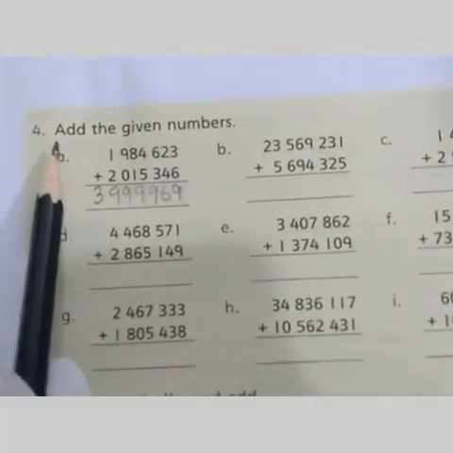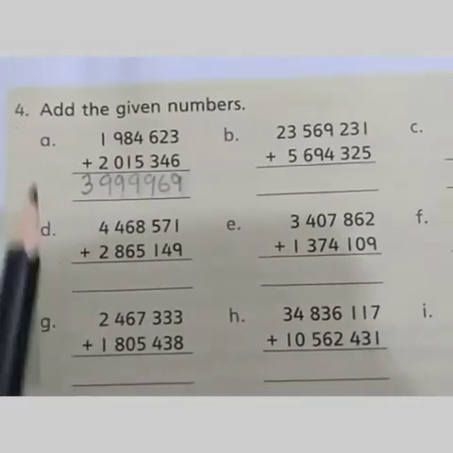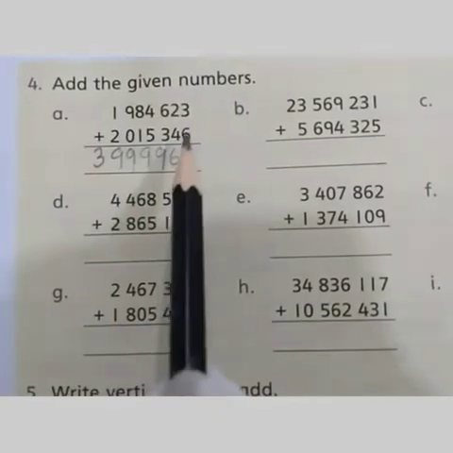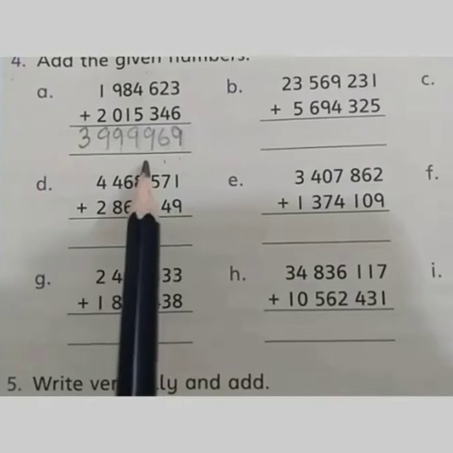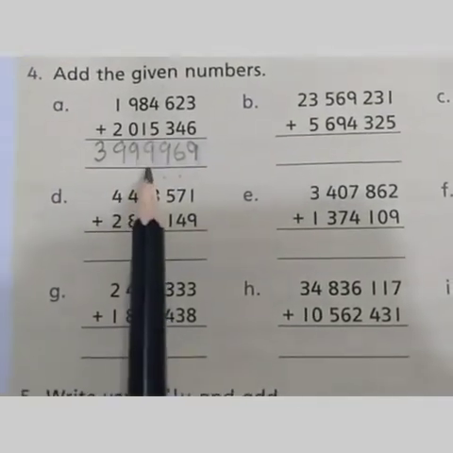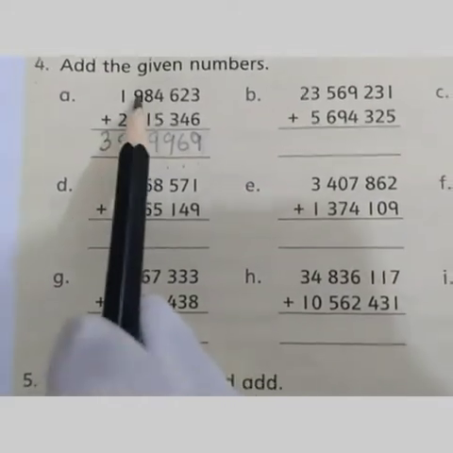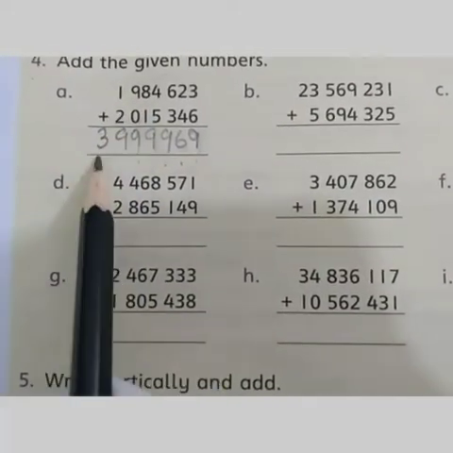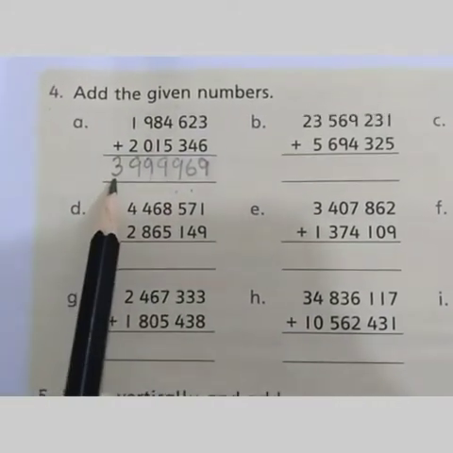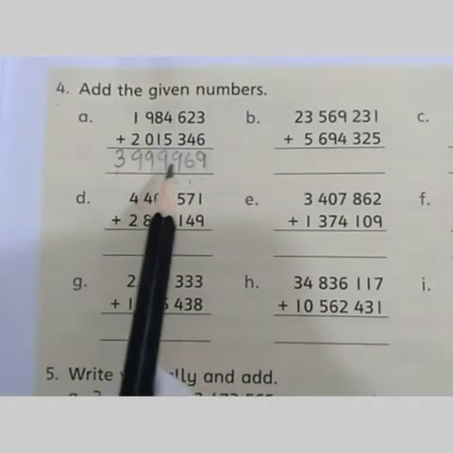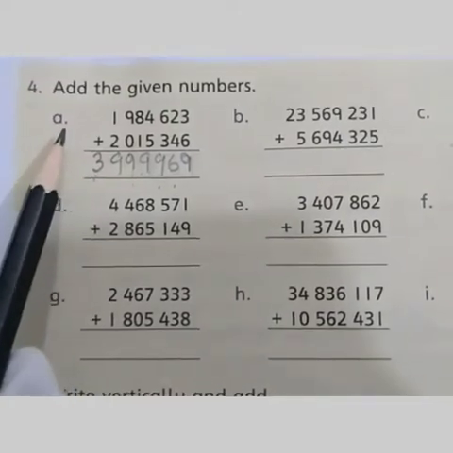Now question number 4, add the given numbers. Simply we add two numbers and we got the answers. 6 plus 3, it is 9. 4 plus 2, 6. Again 6 plus 3, it is 9. 5 and 4, 9. 8 and 1, 9. 0 and 9, it is 9. And 2 plus 1 is 3. By adding these numbers, we got the answer like this, 399,969.